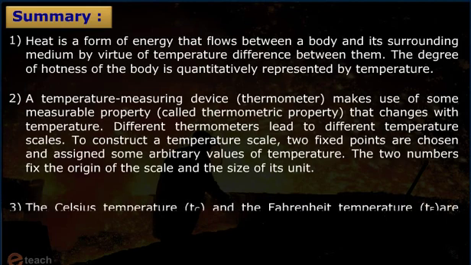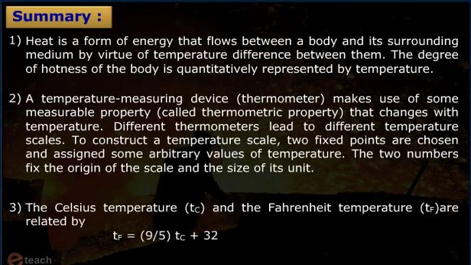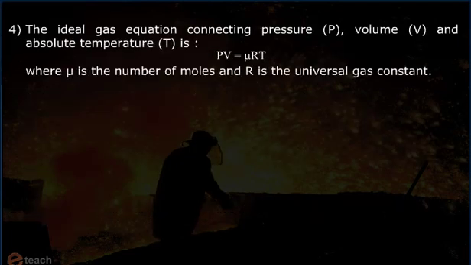Third, the Celsius temperature Tc and the Fahrenheit temperature Tf are related by Tf = (9/5)Tc + 32. Fourth, the ideal gas equation connecting pressure P, volume V and absolute temperature T is PV = μRT, where μ is the number of moles and R is the universal gas constant.